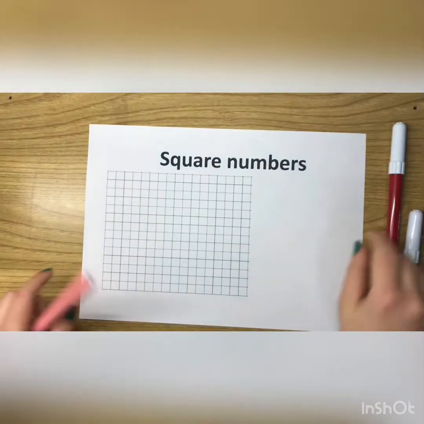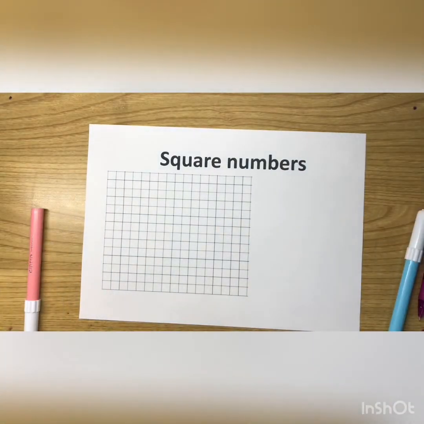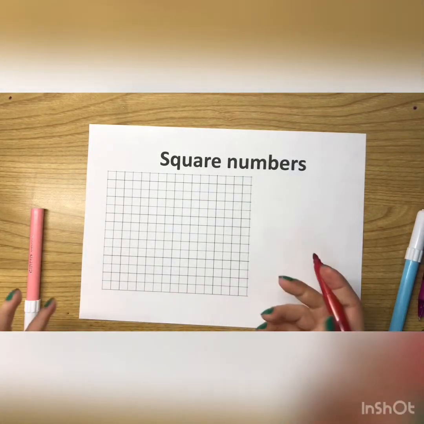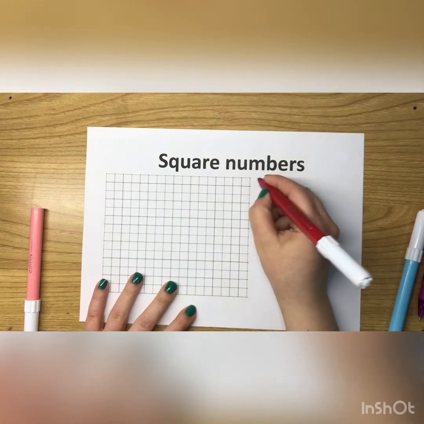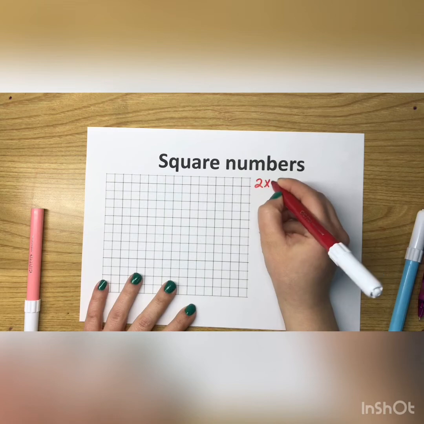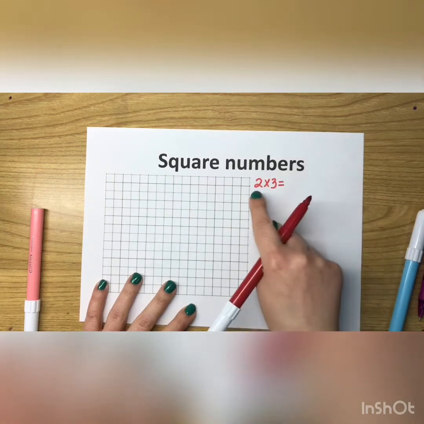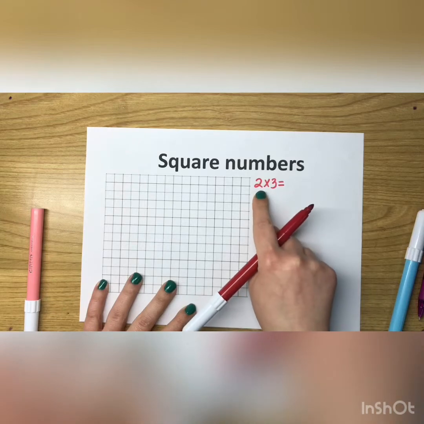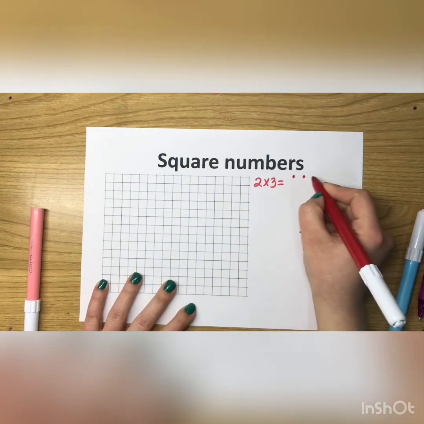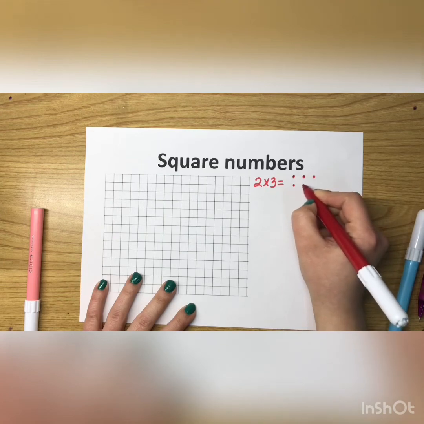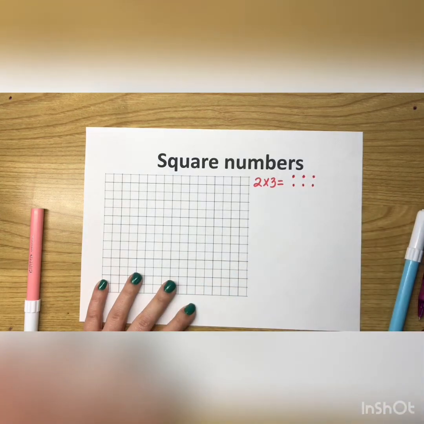When you hear the word square, you are going to think about a square. What are square numbers? Let me start with a simple example. Let's start with 2 times 3. Do you remember how we do 2 times 3 using arrays? Using arrays, that means 2 threes, which means 2 rows of 3 dots, right?